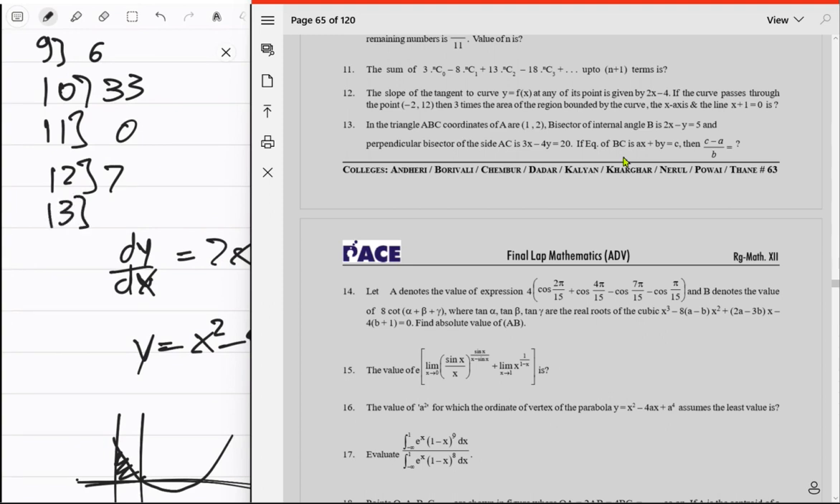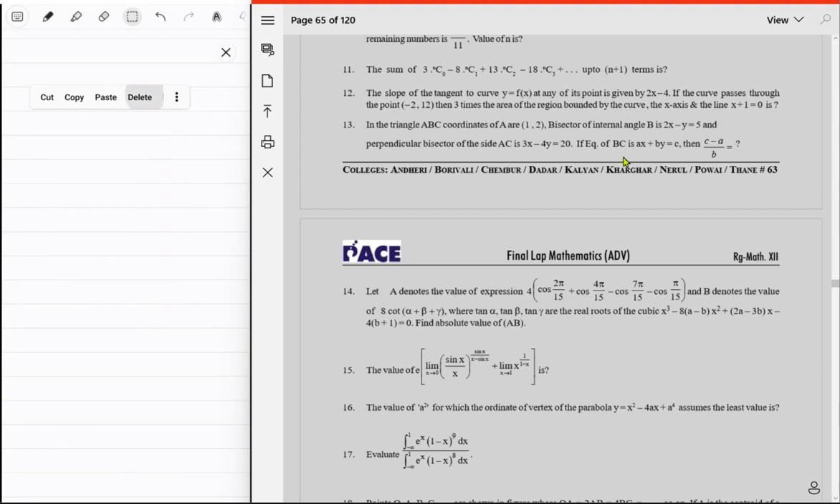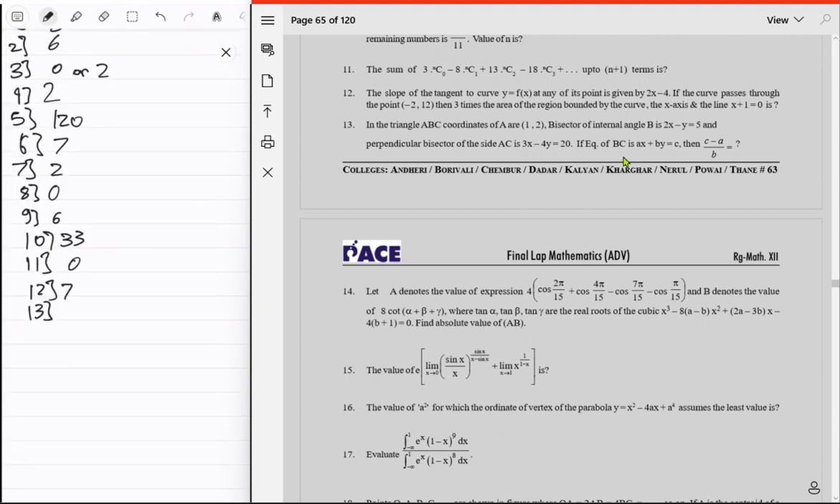13. Triangle ABC, coordinates of A are this thing, bisector of internal angle B is this thing, and perpendicular bisector of side AC is this thing. Equation of BC is this, and C minus A upon B. Coordinates of A are given.